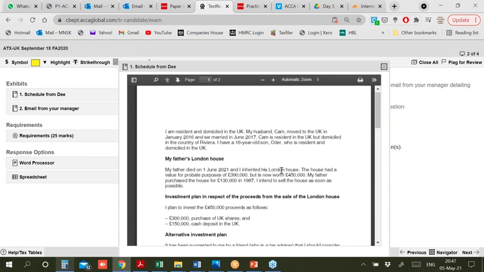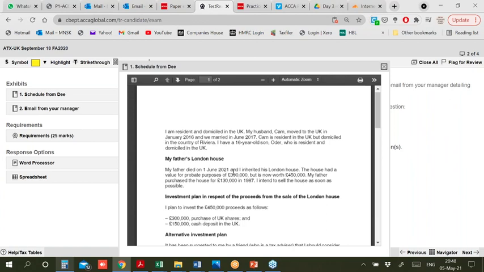And I inherited his London house. The house had a value for probate purposes of 390,000. Now, what do we mean by probate? Probate means the market value at death. And whenever you inherit something, you have to pay the IHT if it does not qualify for any relief.